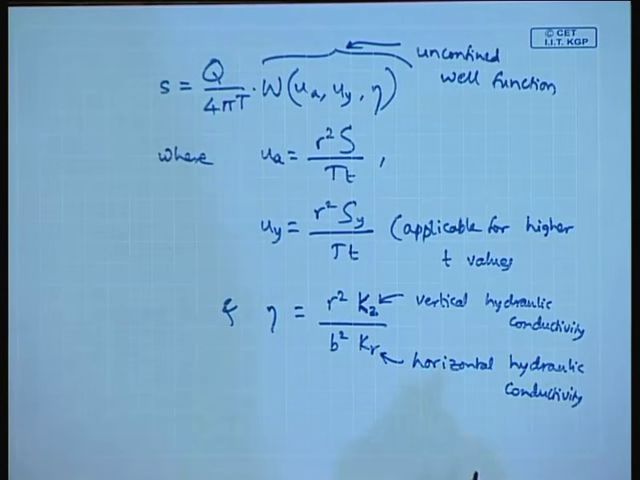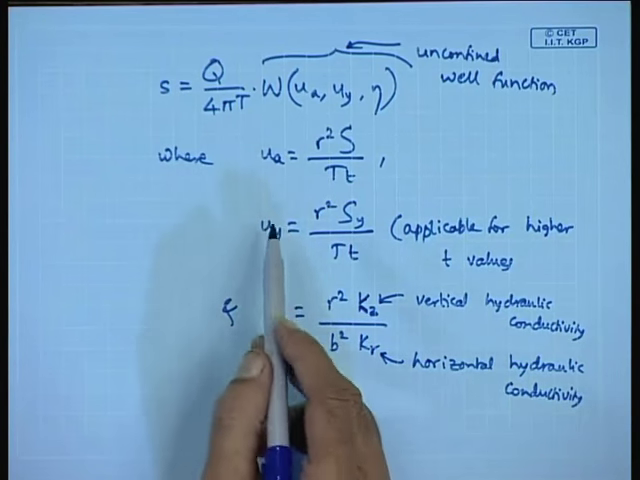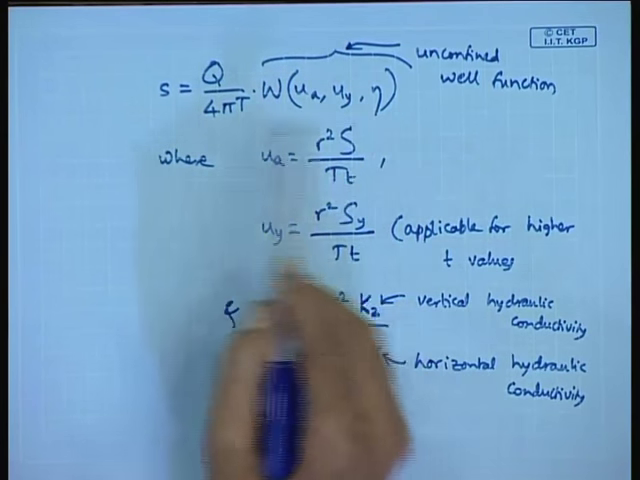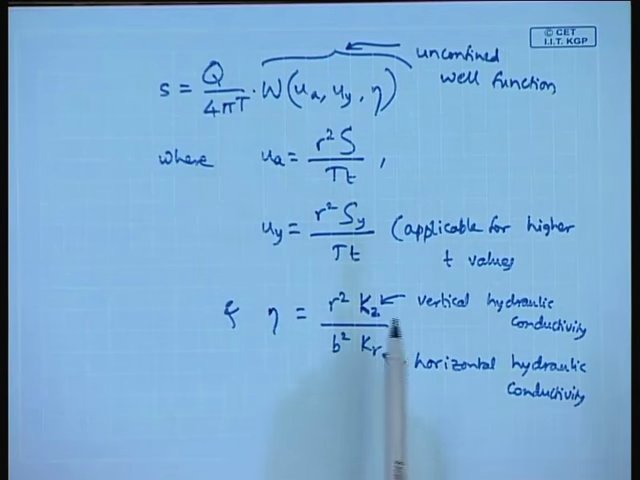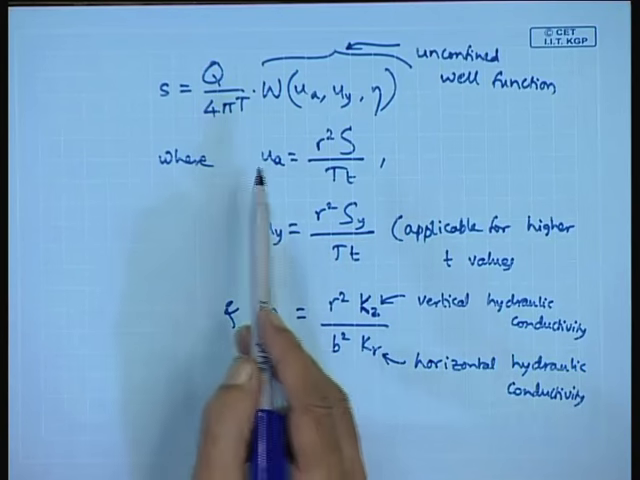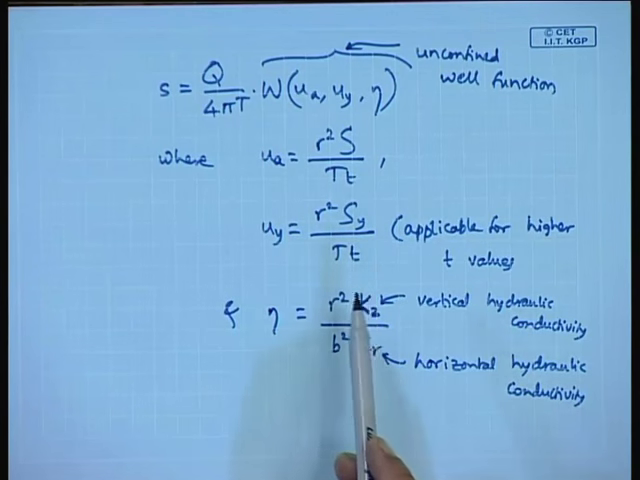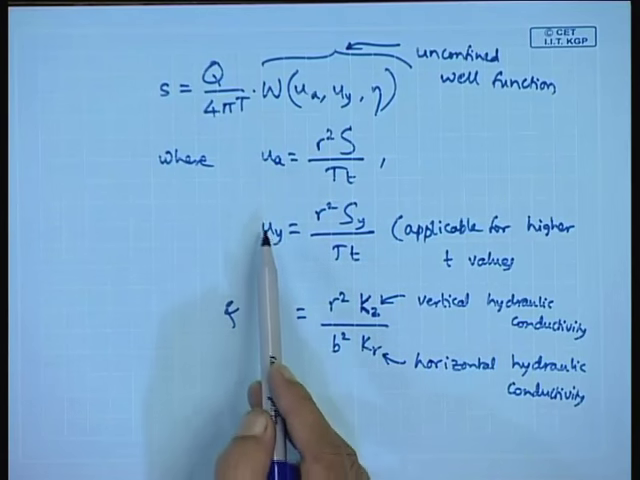And obviously, R is the radius and B is the unconfined aquifer thickness. So, using these three parameters, the unconfined well function is more complicated as compared to the well function in the case of a confined aquifer, wherein there is only one parameter, the well function parameter u, equal to r square S by 4 T t, whereas in this case it is a function of three parameters, that is U A, U Y as well as eta.